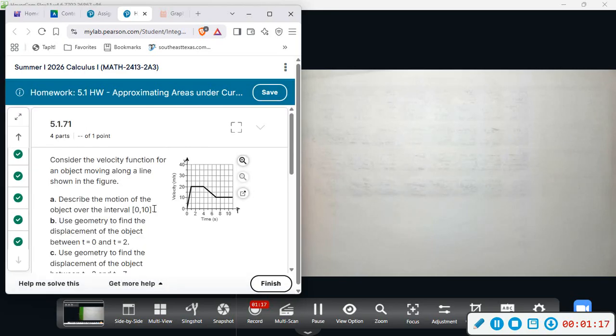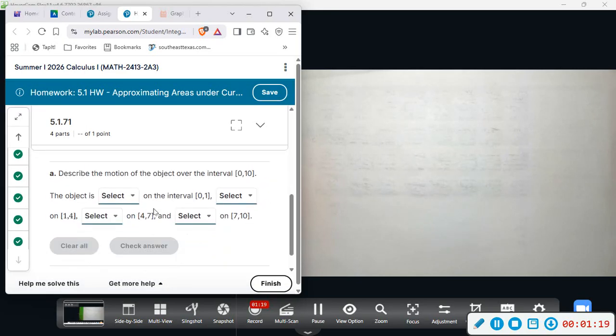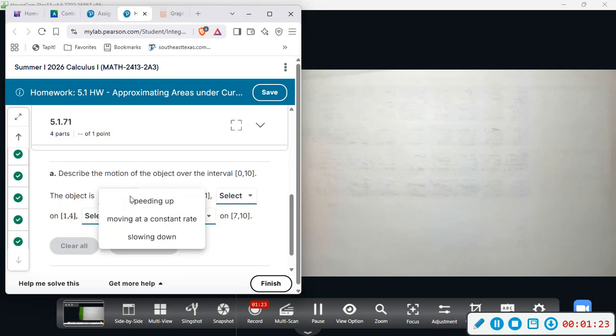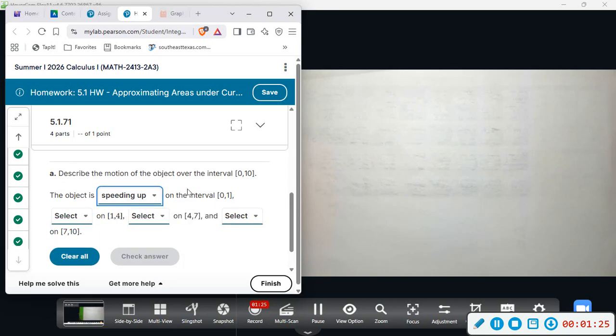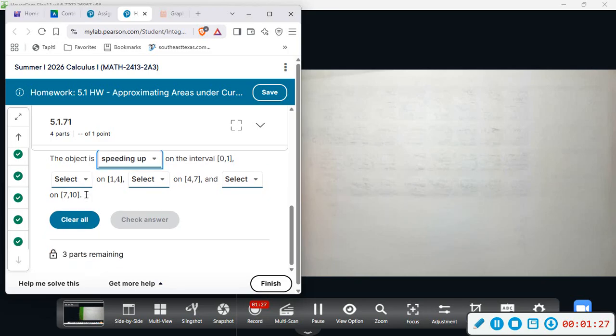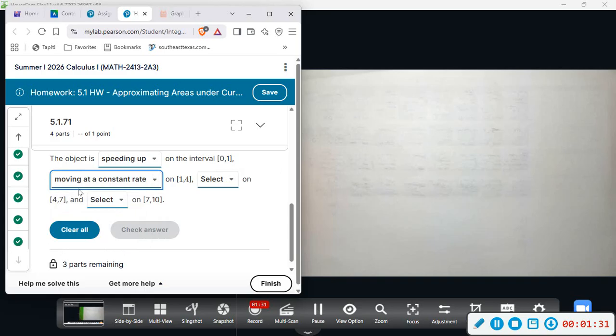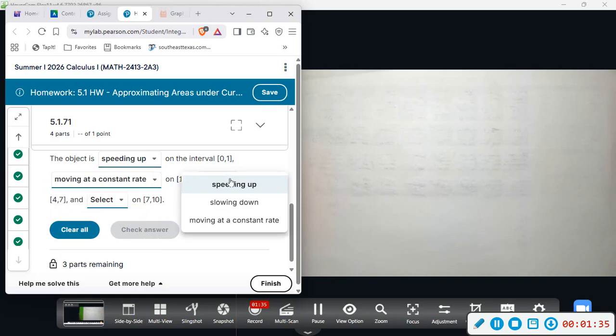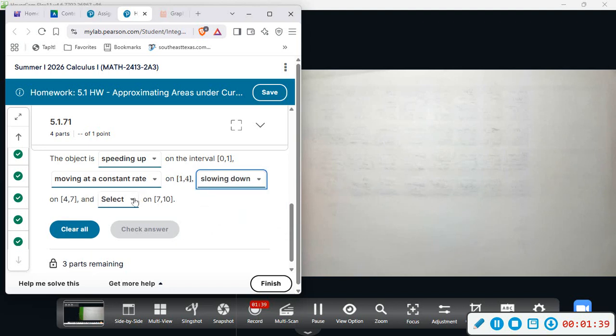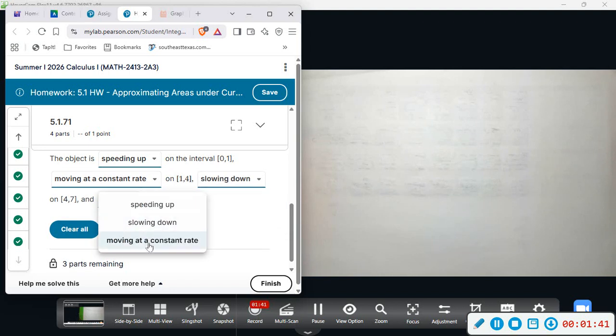All right, so describing the motion, the object is speeding up, starting out on 0 to 1, and then it hit a constant speed from 1 to 4, and then it started slowing down from 4 to 7, and then it hit another constant speed.